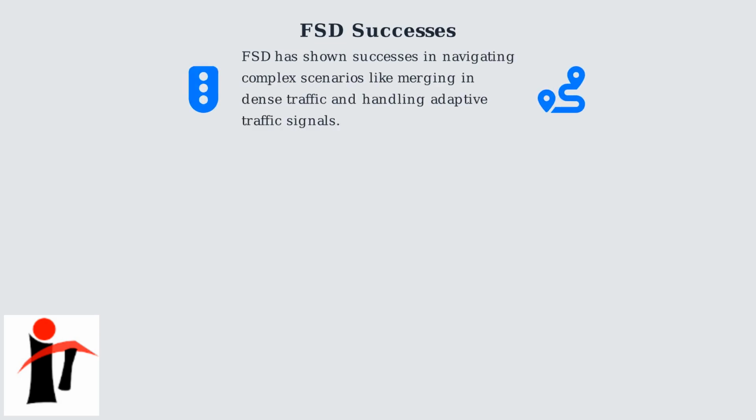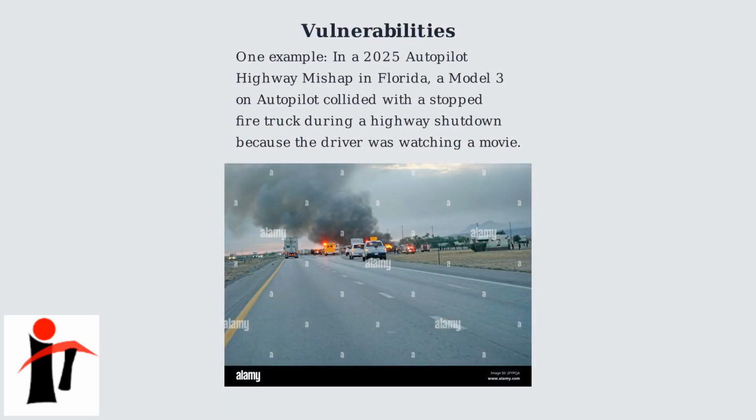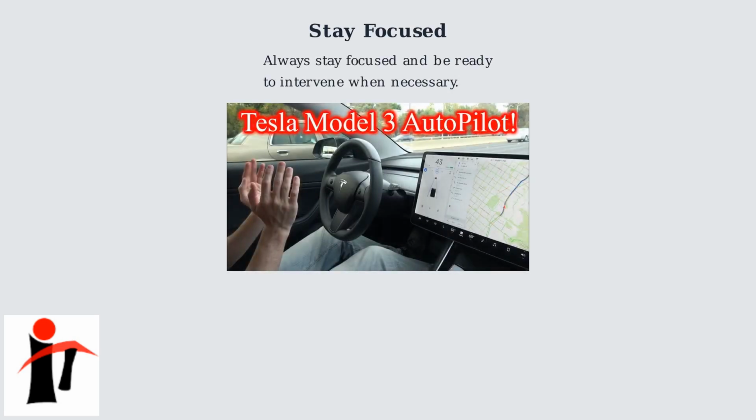While FSD has shown successes in navigating complex scenarios, like merging in dense traffic and handling adaptive traffic signals, remember its vulnerabilities. One example is that in a 2025 Autopilot highway mishap in Florida, a Model 3 on Autopilot collided with a stopped fire truck during a highway shutdown because the driver was watching a movie. Always stay focused and be ready to intervene when necessary.